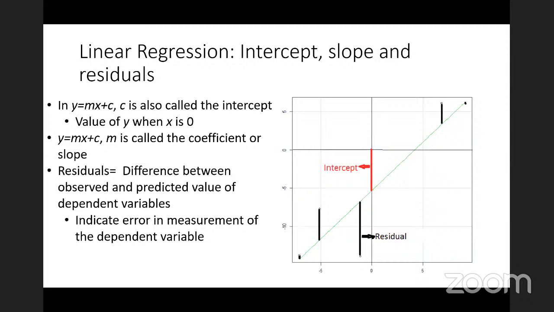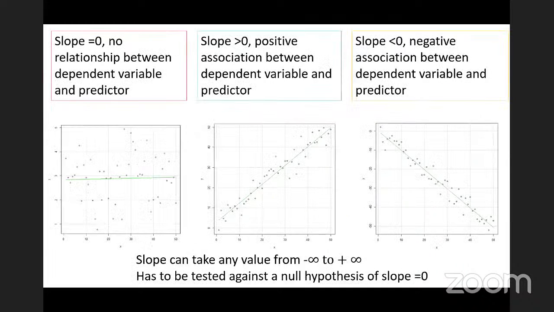Now let's get into the slope. For the slope, we can have no slope. Slope is equal to 0. A slope of 0 means that there is no relationship between the dependent variable and the predictor. A positive slope, a slope greater than 0, is where a straight line goes from the bottom left to the top right corner. A positive slope shows positive association between the dependent variable and predictor, and a negative slope shows a negative association between dependent variable and predictor.